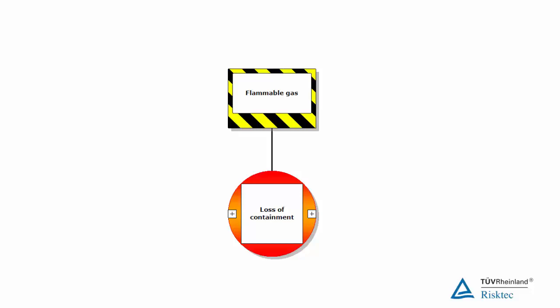At the centre of the bowtie is the top event. We have lost control and the hazard is released. To build the bowtie, we need to ask, what happens when we lose control of the hazard? So, taking the example of a flammable gas, the centre of the bowtie would look like this. Our hazard, the gas, has been released from its containment and we have lost control of it.